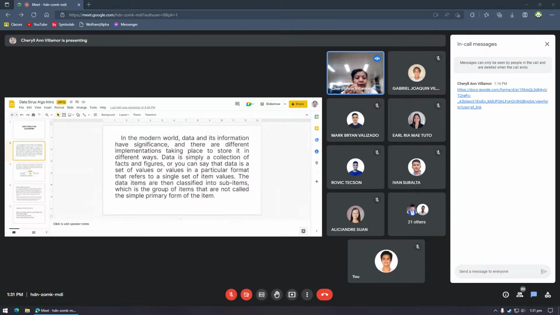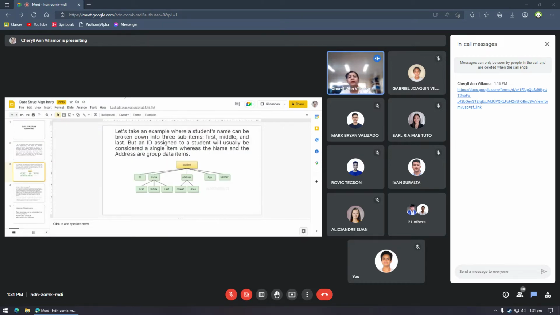Later, you will see an example. Like I said, data items are classified into sub-items. So, let's take an example. When you get student data, what do you need? You need the ID of the student so you can identify the student. You need the ID, the name, the address, the age, and the gender.